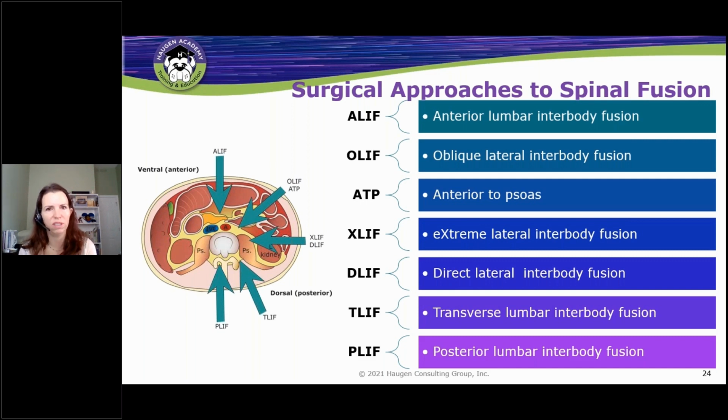Something important to note, some of these anterior approaches will be done by two surgeons. Often maybe a thoracic surgeon or a general surgeon will do the approach, and then the neurosurgeon will actually do the fusion, because it is so technical entering from the front, and there are so many organs. A neurosurgeon's specialty is the bone and the spinal column, so they will call in a specialty surgeon to help with that.